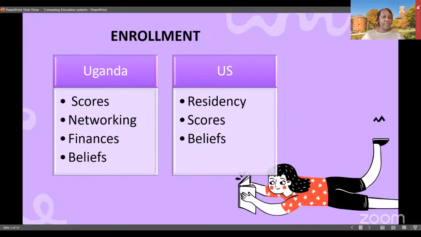Whereas in the US, yes, scores matter, but these scores are mostly for higher education. The key thing, especially from K to 12, is residency. And K to 12, I'm talking about kindergarten to grade 12, that is primary school to end of secondary. Residency matters. So where you live determines where your child goes to school.